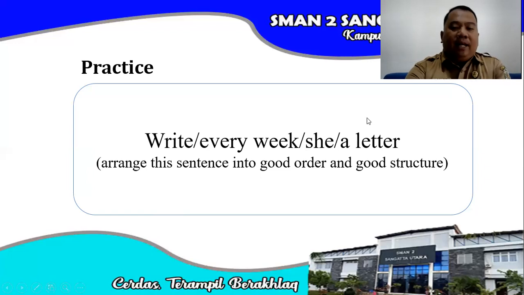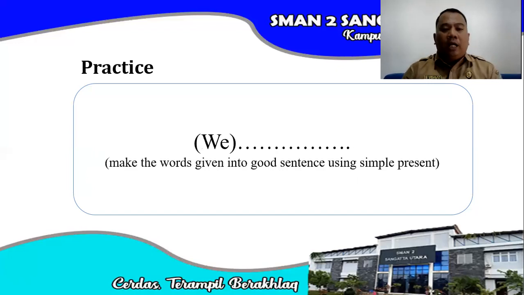What does she write? We have to find the object. The object is a letter. She writes a letter. After that, we have to find a complement. The complement is every week. So the sentence is: she writes a letter every week. Okay, good job. Now we are going to move to this one. Make the words given into a good sentence using simple present tense.